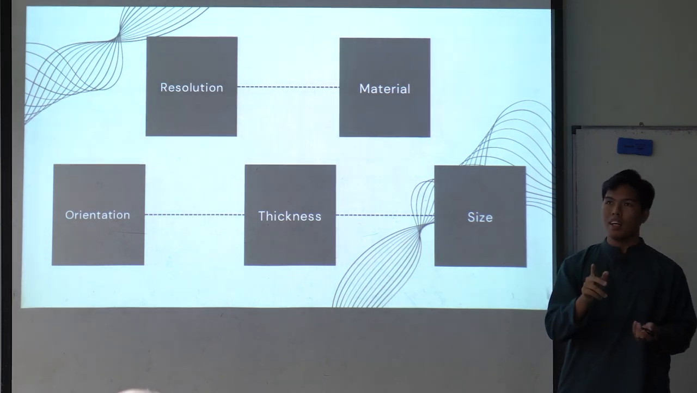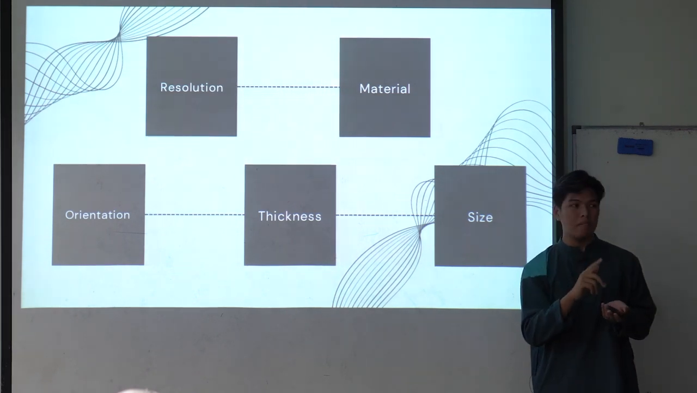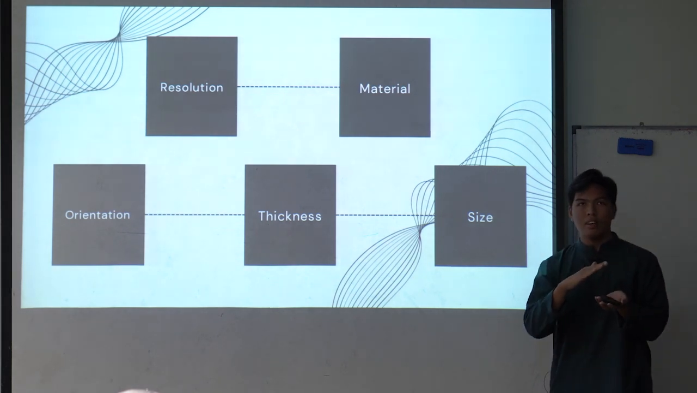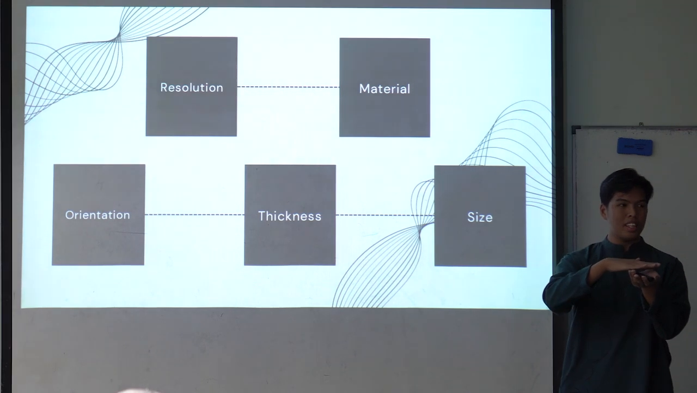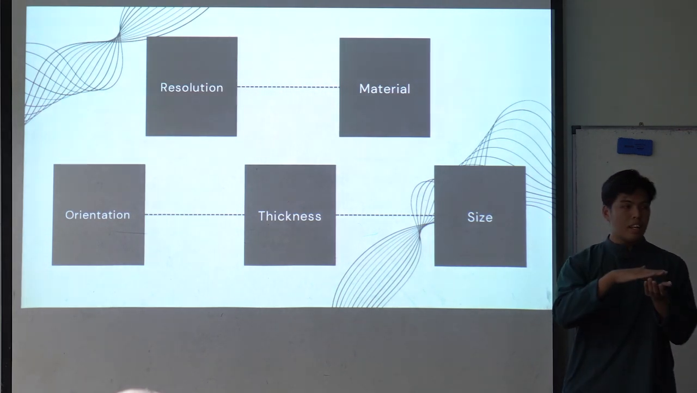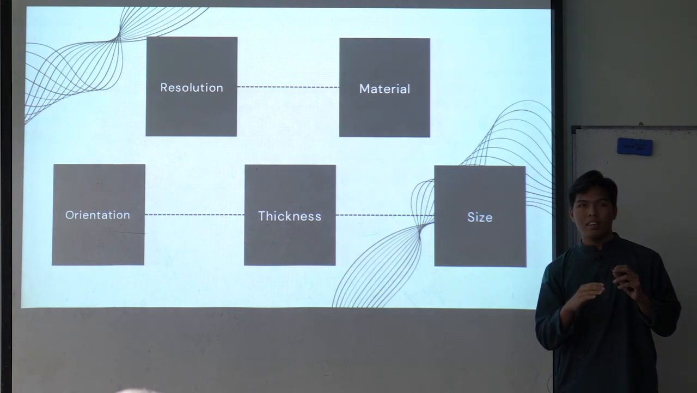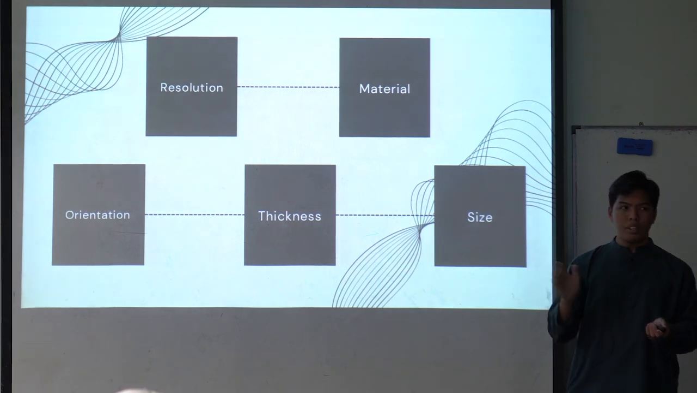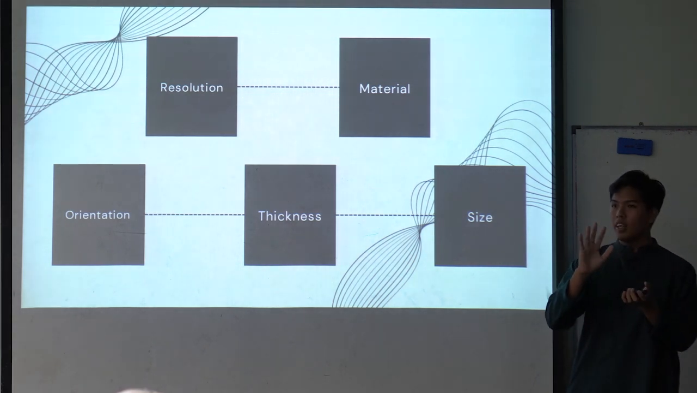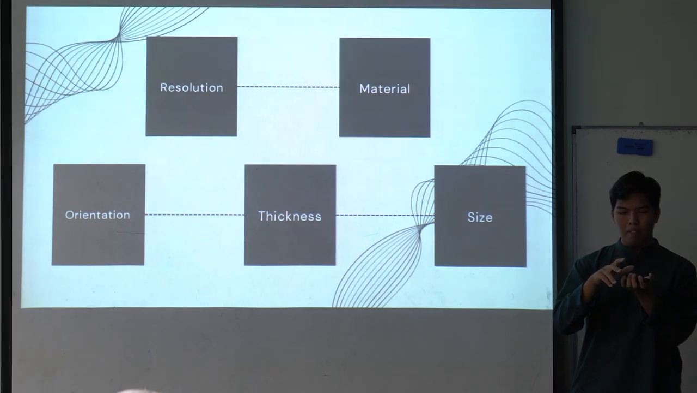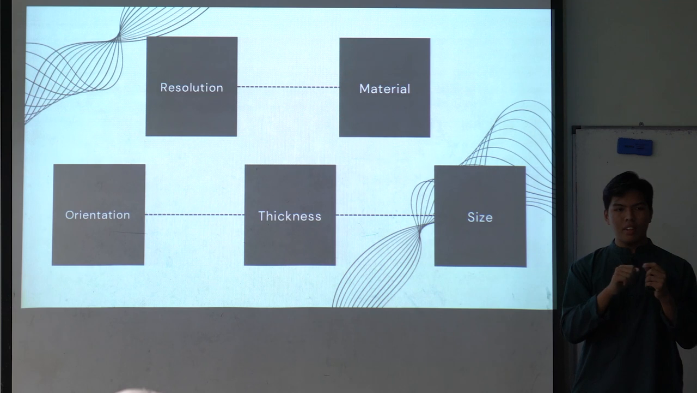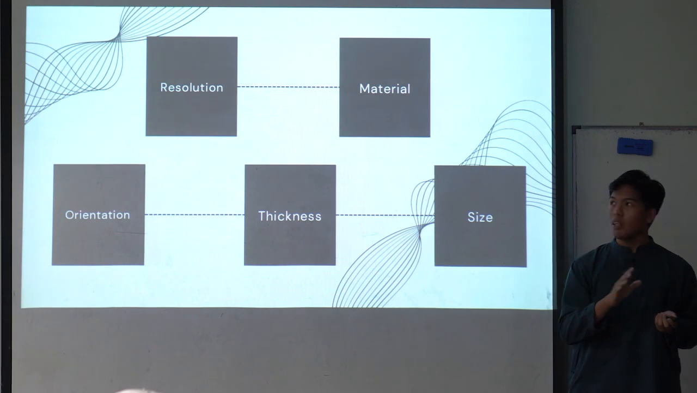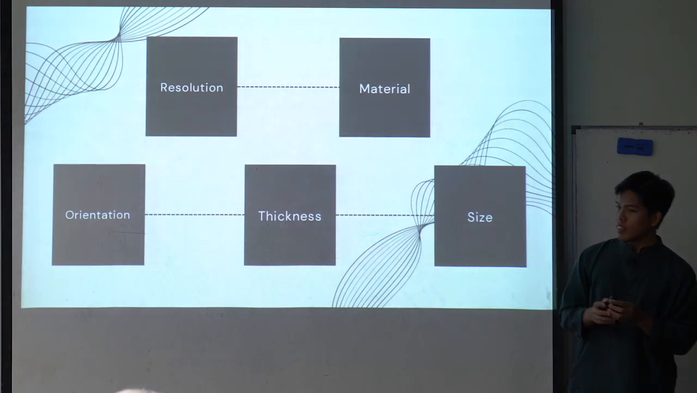The minimum thickness of each layer is 1.6 millimeter. So if we use a smaller thickness for each layer, it will become more smooth. The layer will be smooth. But if we use a larger resolution, it will not be perfect. There will be some holes. And also rough if we use a larger resolution.